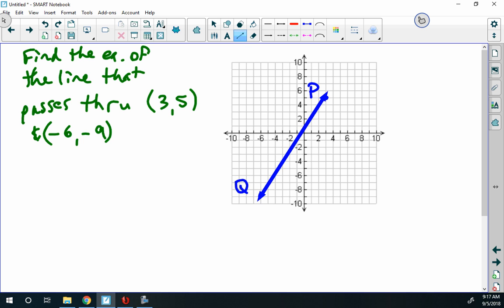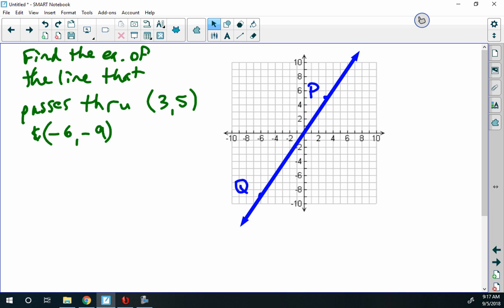So let's think about that line. Is its slope going to be positive or negative? Its slope's going to be positive, right? So we know that our answer is going to look something like this: y equals some positive number x.